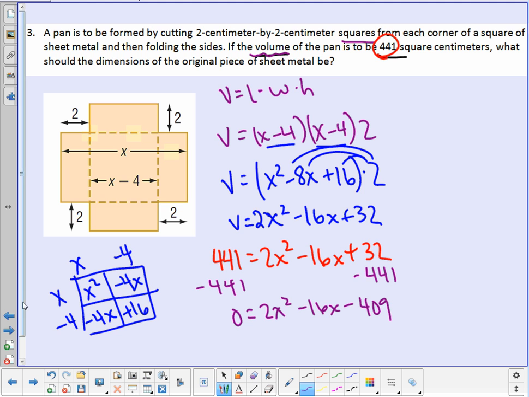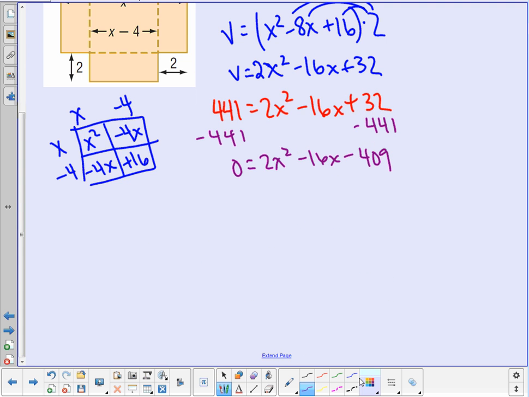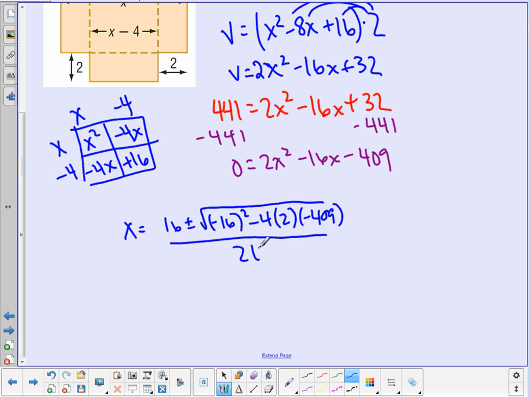Whew, okay, so now I'm finally ready to drop this into the quadratic formula and figure out what x is. So I've got x is equal to the opposite of b plus or minus the square root of negative 16 squared minus 4 times a times c, all over 2a. Simplifying all underneath the radical, if I take 16 squared and then minus 4 times 2 times negative 409, I get a total there of 3,528.